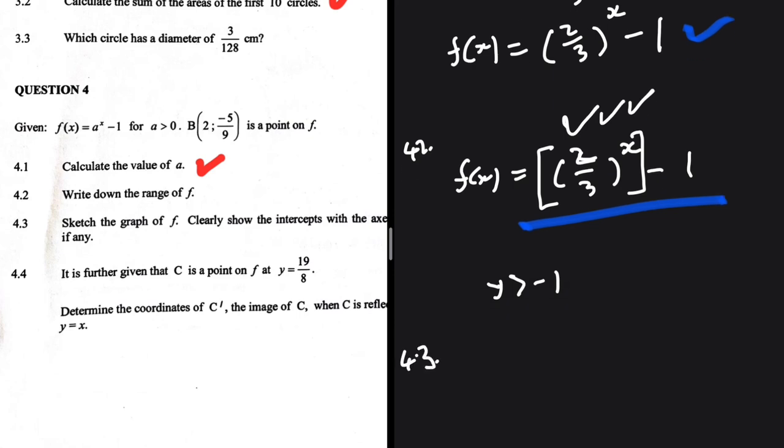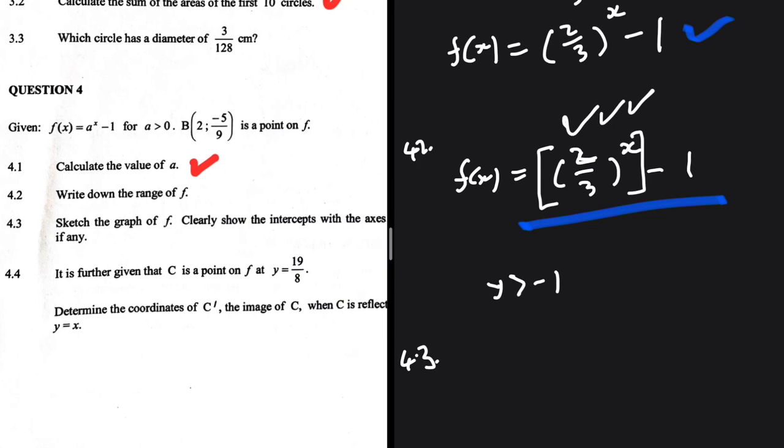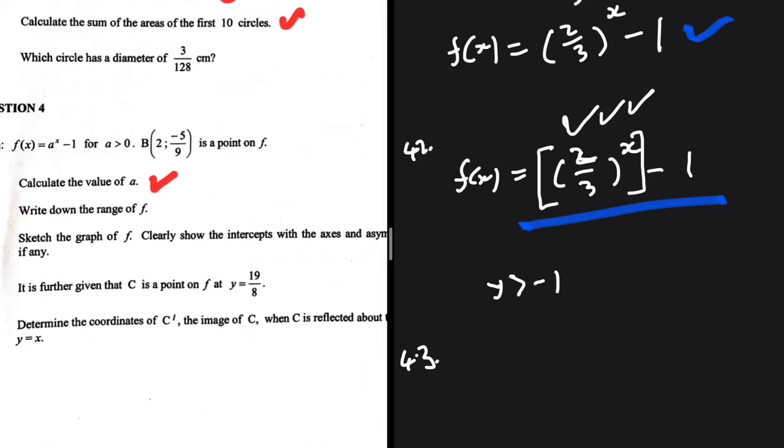4.3: sketch the graph of f. Clearly show the intercepts with the axes and asymptotes, if any. So our first asymptote is y equal to minus 1. We are not supposed to touch this line, because in order for us to touch that line, we would need 2 over 3 to the power x to be equal to 0. And we know that that cannot happen. So that is one asymptote.